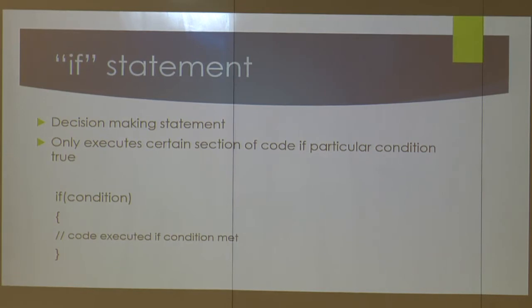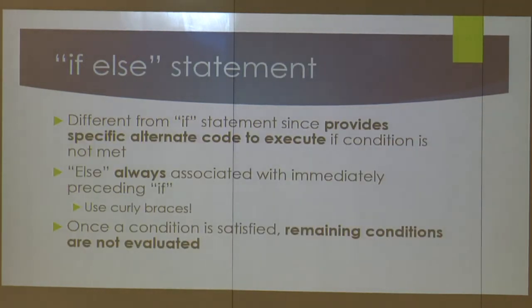So if statements allow us to make a simple decision: evaluate a condition, and execute code if the condition is true. If-else then provides us alternate code to execute if the condition isn't met, and the alternate code can go in an else if or an else. But once a condition is satisfied, even if we have a lot of other conditions after the if that could have been satisfied, if one of the ones at the top is satisfied, we don't evaluate the rest. We just break out of it and continue with the rest of our program.